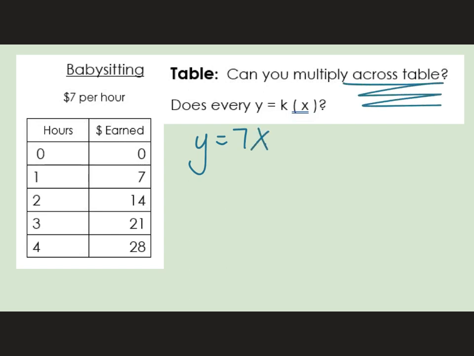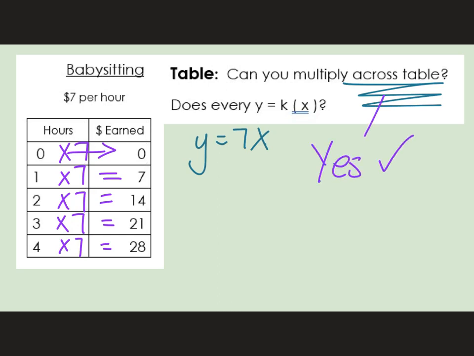Essentially, what we need to check is whether or not you can multiply across the table. So basically, I'm looking this direction. 0 times 7 is 0. 1 times 7 is 7. 2 times 7 is 14. 3 times 7 is 21. 4 times 7 is 28, and so on and so forth. So we can say, yes, we can multiply across the table. And we multiply by 7 each time.